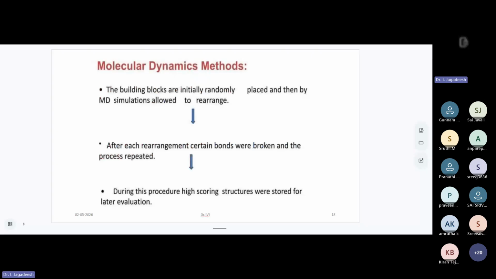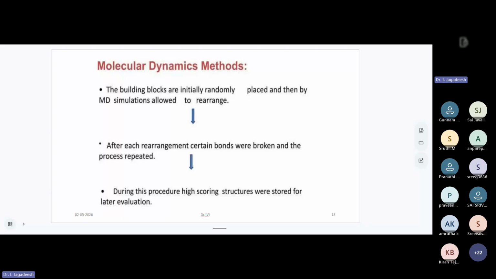Another approach is the molecular dynamics methods. This is completely the expectation of a real-time scenario, where the molecule is not fixed, it moves. The building blocks are initially placed randomly, and then by molecular simulations they are allowed to rearrange. And we find in a particular direction that the molecule or fragment attached at the interaction site will work and have proper binding.